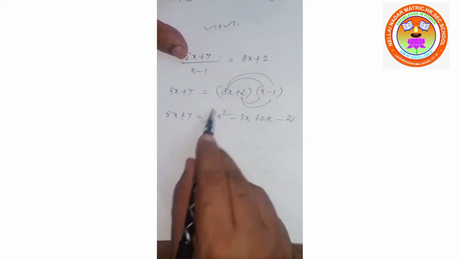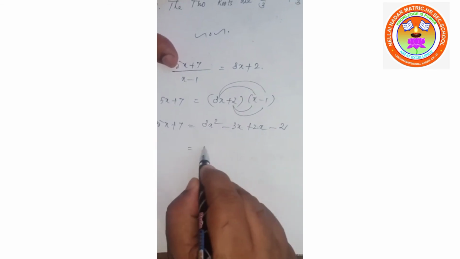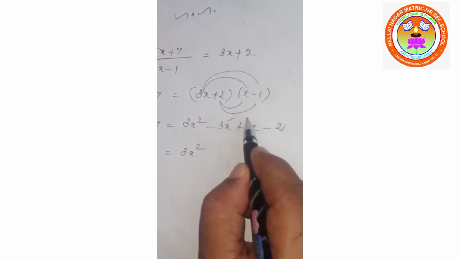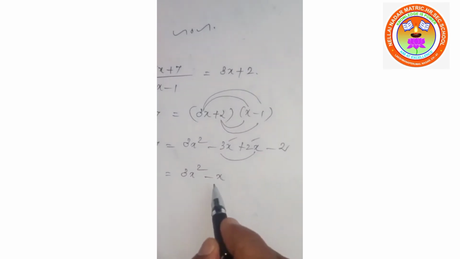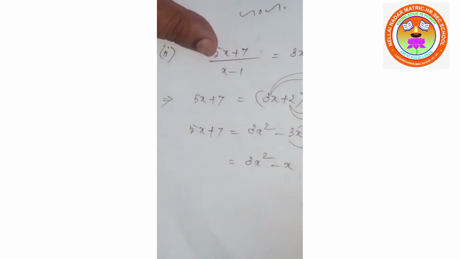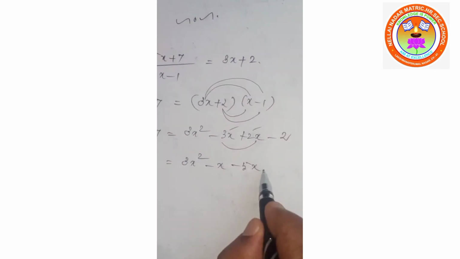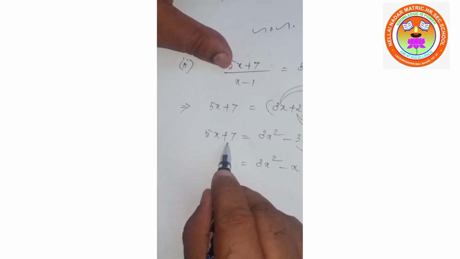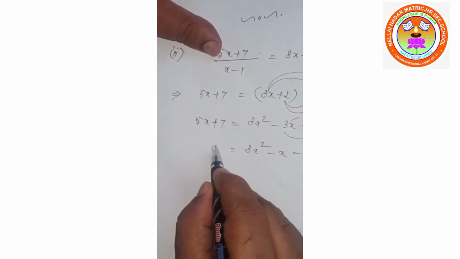Since we have 3x squared on the right hand side, the x squared term, write 3x squared as it is. Minus 3x plus 2x together is minus x. Plus 5x comes to the right hand side as minus 5x. And the constant we have on the right hand side, minus 2. Plus 7 when it comes to the right hand side of the equal sign becomes minus 7. Nothing on the left hand side, 0.